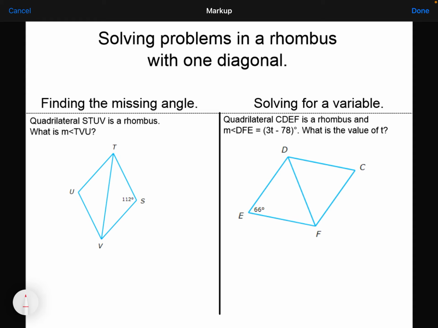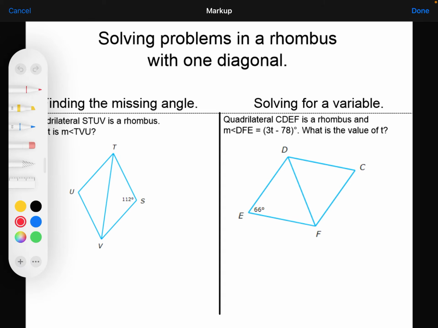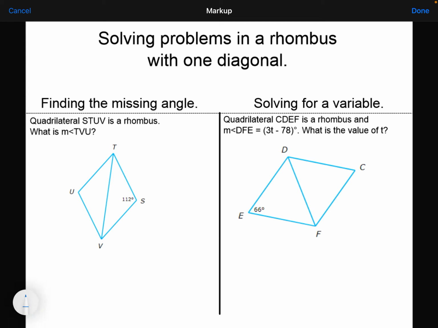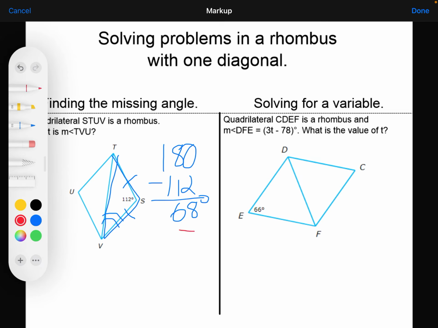It gives you an angle, and whether it asks you to find the angle on the left or solve for a variable on the right, you're going to have to do 180 work. So, like we did on the first page with triangles, if you're trying to find the missing angle in a rhombus, and it's an isosceles triangle with two sides the same, you subtract from 180, and then you divide by 2. We did this on the first page of notes. We're doing it again. That angle there is 34. And if you trace TVU, this other angle on the other side is also 34.